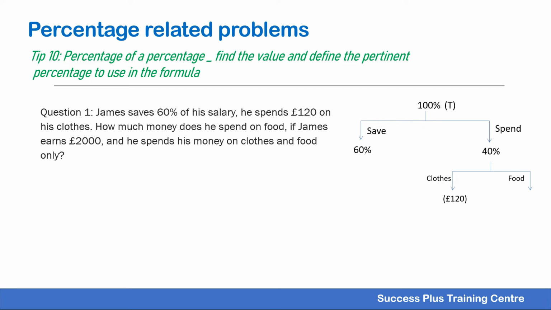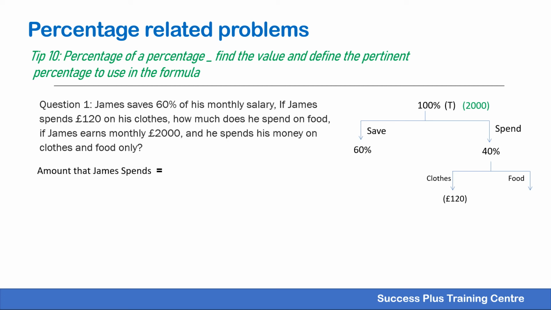The total amount that James earns equals £2,000, so £2,000 should sit on top of the tree, and the representation of this amount equals 100%. Now we know that this amount is split into two groups, an amount that he saves and an amount that he spends. The question clearly stated that he saves 60% of this amount. Using the previous tips, this means the representation of the amount that he spends equals 40%. Now, because the question is asking for the total amount that James spends on food, this means we need to focus on the right-hand side of the tree.